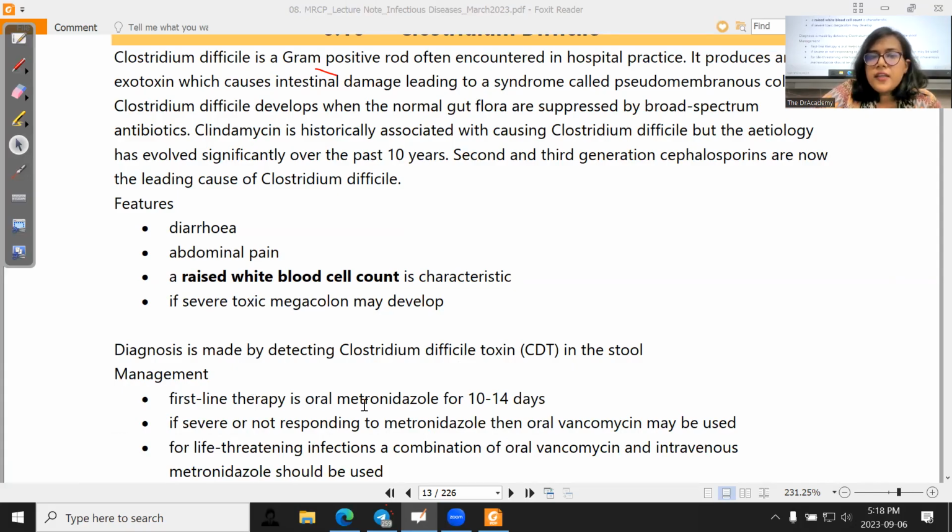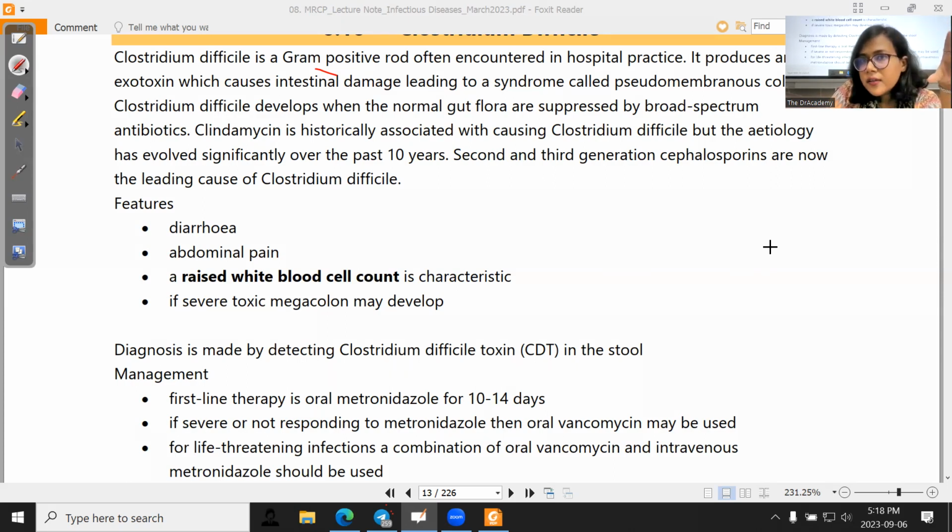Management: first-line therapy is oral. Here, they might confuse you with options like IV metronidazole, okay? But do not go for that trick, because treatment is always oral in case of Clostridium difficile infection. We will discuss the life-threatening case a bit later on, okay? Why is it important? Because this is a colonic infection. In a colonic infection, usually the oral antibiotics will be more effective rather than the IV antibiotic.